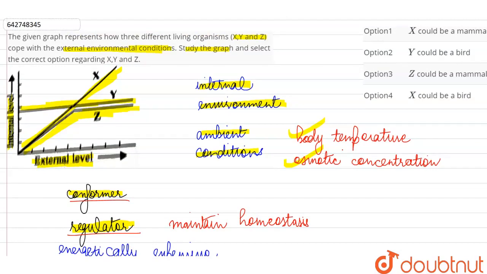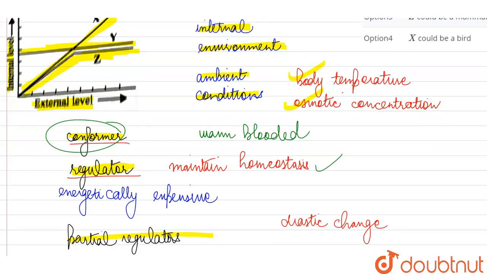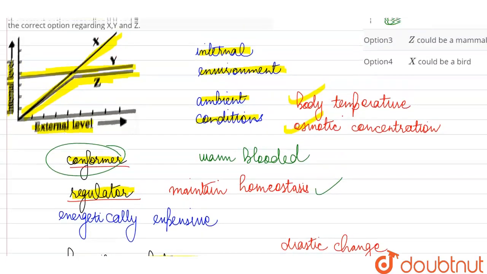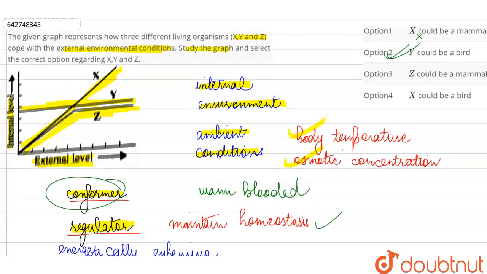And therefore, we can say, if we look at the given options, first they are saying X could be a mammal. Now, mammals are not conformers, we know. Mammals are warm-blooded animals. They have constant body temperature. They have constant internal environment. They can maintain homeostasis. So X, since it's a conformer, it cannot be a mammal. Y could be a bird. This is our correct statement over here, because both birds and mammals are warm-blooded. And since Y represents a regulator, Y can be both mammal or bird.